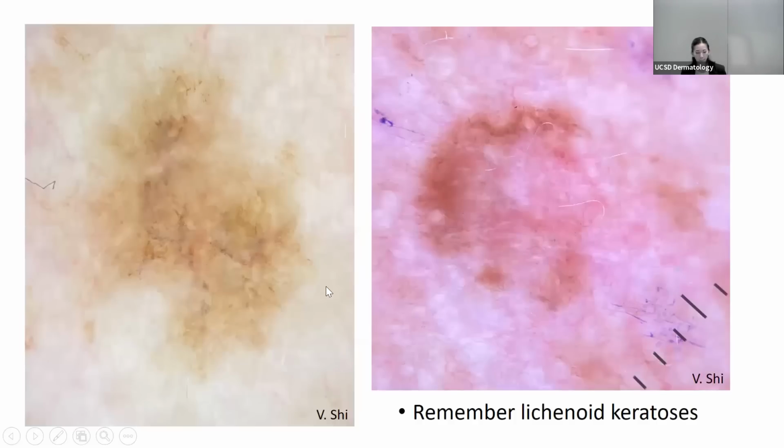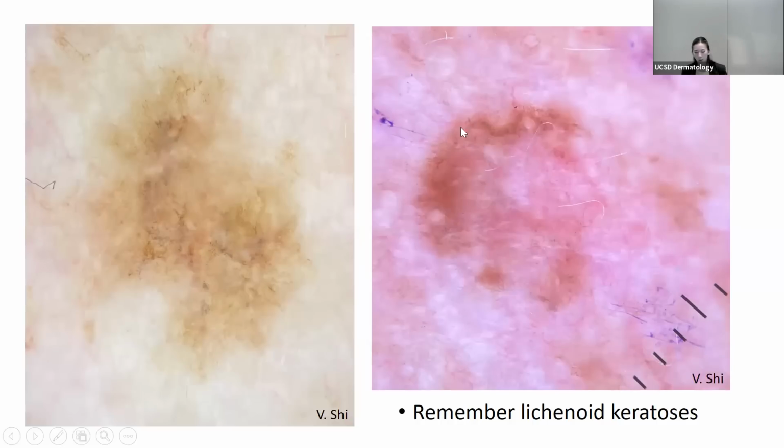A couple more examples. And again, if you see gray, you're always going to want to think about a lichenoid keratosis, but here the gray is in the middle of the lesion. There's kind of this white color as well. The main differential here was an LPLK versus a melanoma, and this was an MIS.